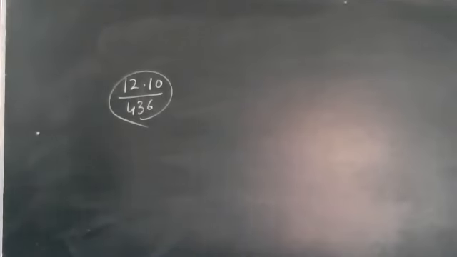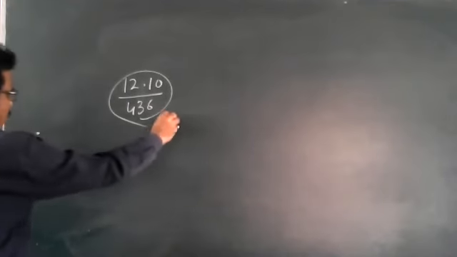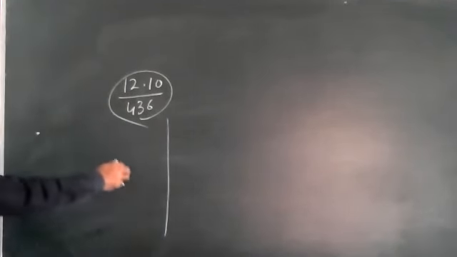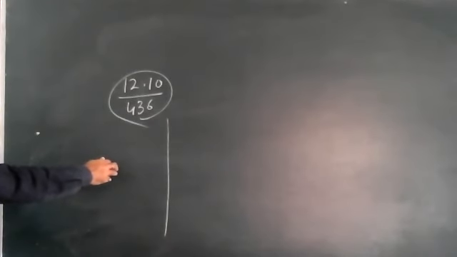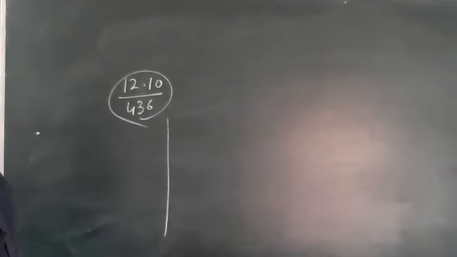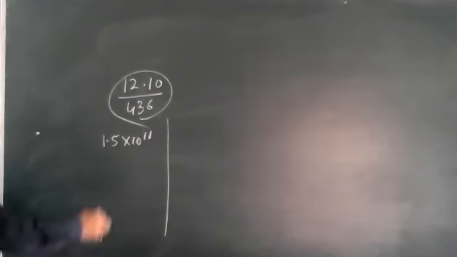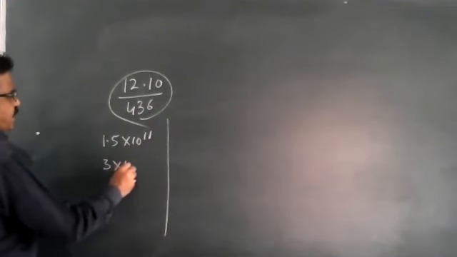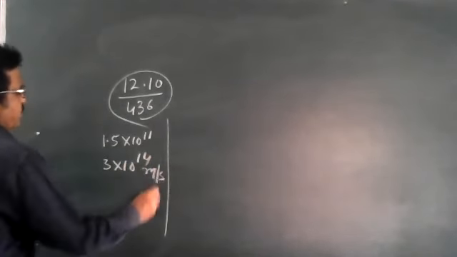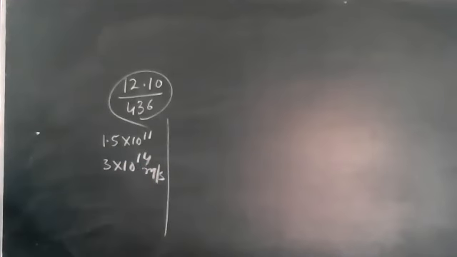Read the question. According to Bohr's model, find the quantum number that characterizes the Earth's revolution around the Sun in an orbit of radius 1.5 into 10 raised to power 11. The radius is given. The orbital speed is given as 3 into 10 raised to power 4 meter per second. The mass of the Earth is given as 6 into 10 raised to power 24. Three things are given: the radius, the orbital speed v, and the mass.